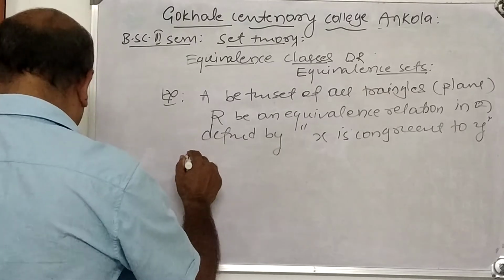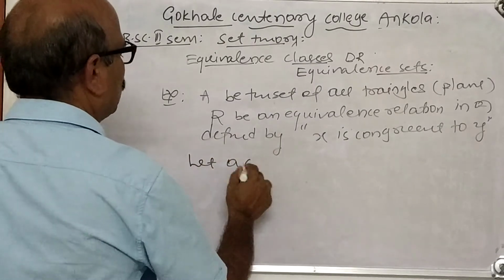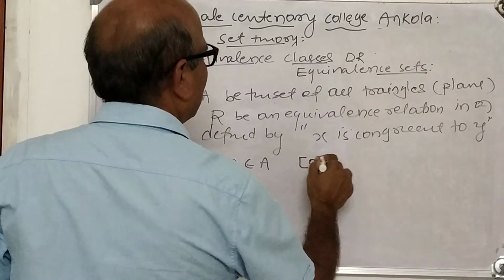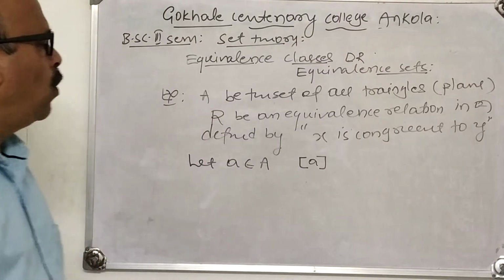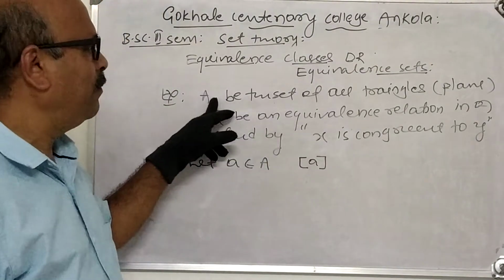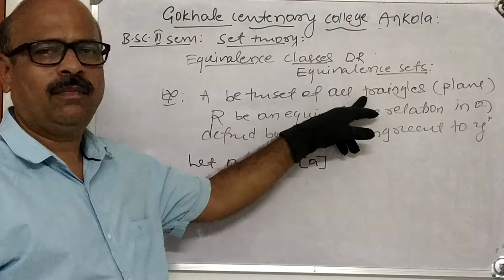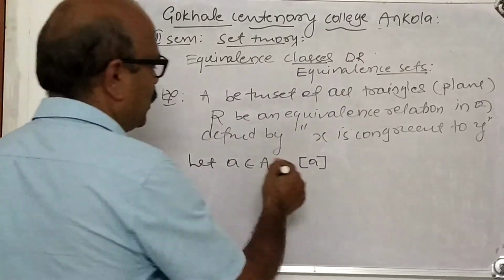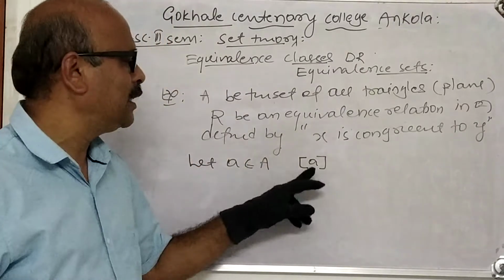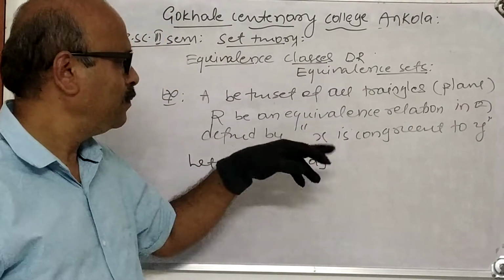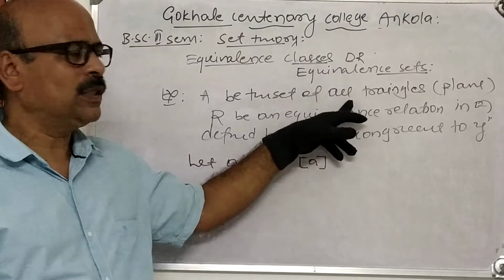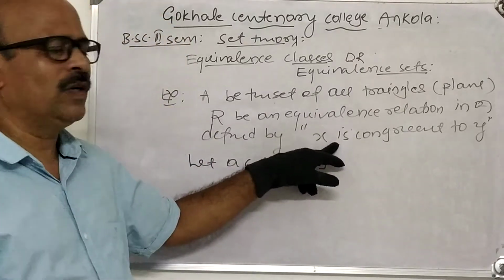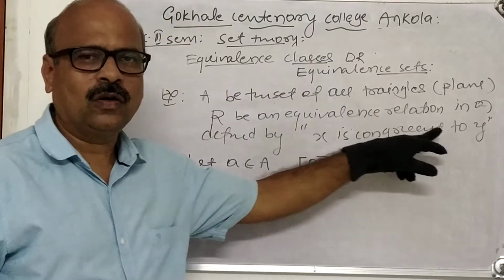Let A belong to E. Then the equivalence class determined by A means all the triangles in the plane which are congruent to A. That is the equivalence class determined by A. Understand the definition? Here there is a non-empty set. What is the set? The set of all plane triangles. And one equivalence relation is there. What is the equivalence relation? X is congruent to Y.